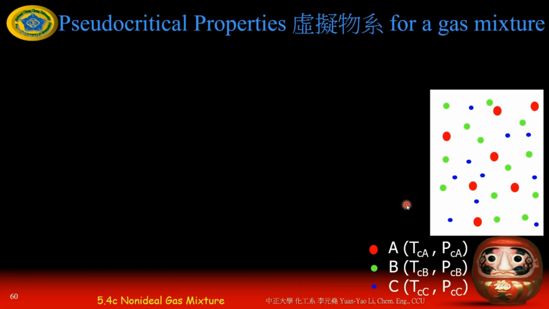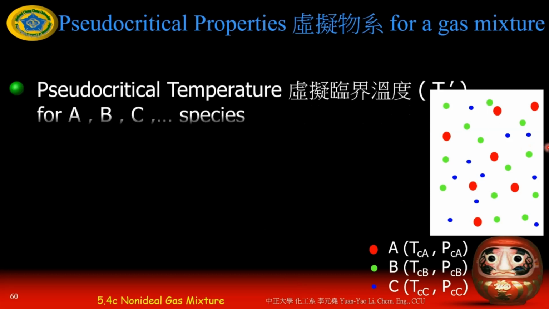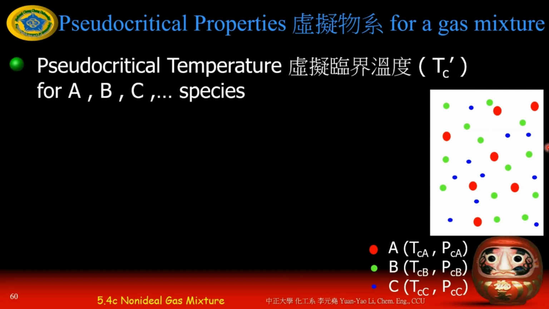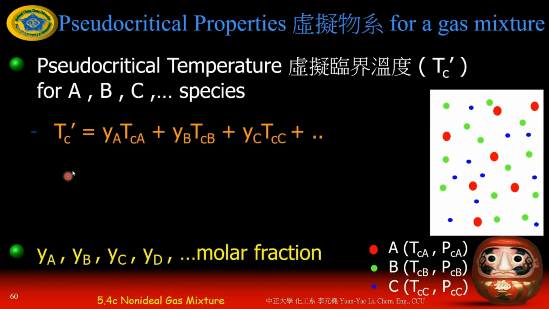Okay, so assume there are three types of gases in this chamber. And then for pseudo temperature, we use TC prime to represent pseudo-critical temperature. That will be equal to YA times TCA plus YB times TCB plus YC times TCC. Or if you have a fourth gas, you add YD times TCD, right? Etc. So assume we have three types of gases in this chamber only.